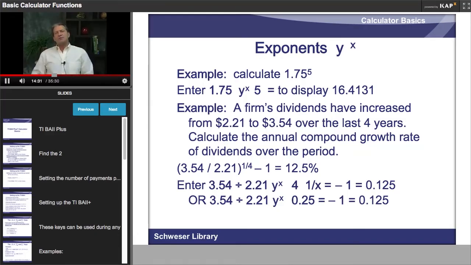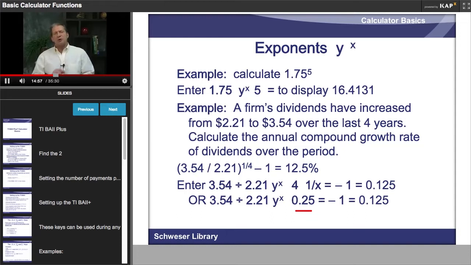We can find out that 4 periods of compound growth of 12.5% would get us from $2.21 to $3.54. Now, if it's pretty obvious what that fractional exponent is, as in this case, we know that 1/4 is 0.25, we could go 3.54 divided by 2.21, hit the y to the x key, put in 0.25, hit equals, subtract 1, and get 12.5% rate of compound growth that way. So that's pretty easy with 1/4 or 1/5.